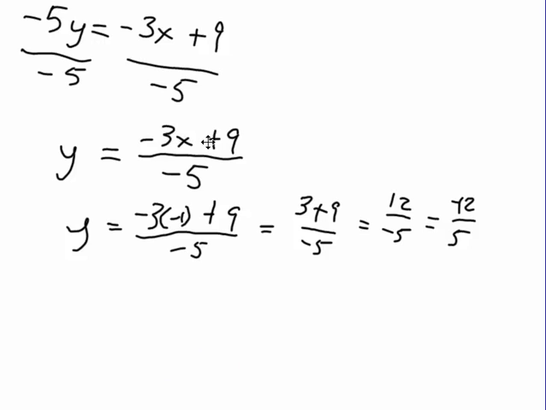Now, going back to this, I want to plug 0 in. Well, 0 times anything is 0, so I'll say when x equals 0, y equals 9 over negative 5, because I already know this is going to be 0. And to simplify, we'd say negative 9/5.